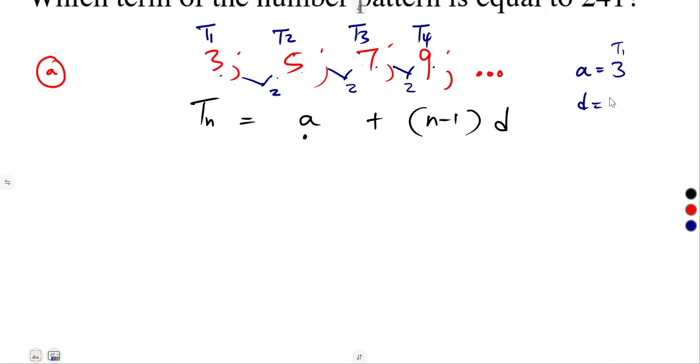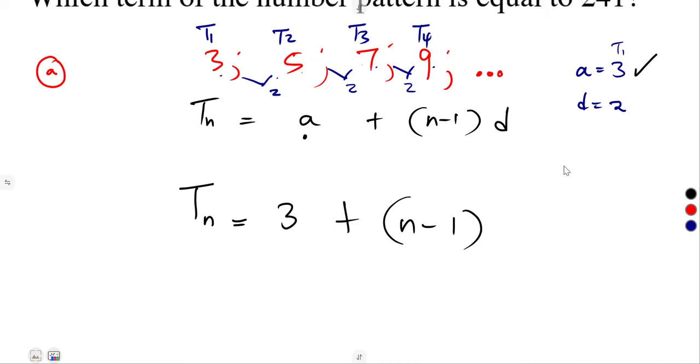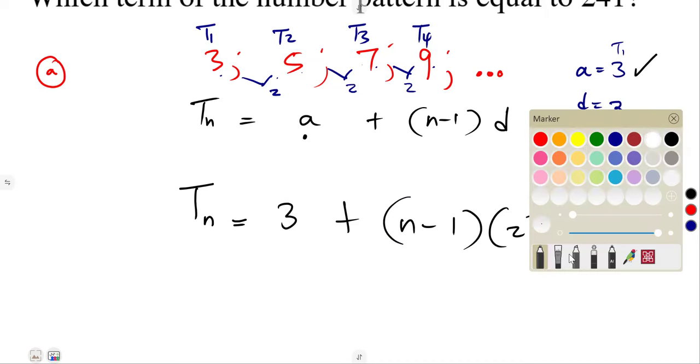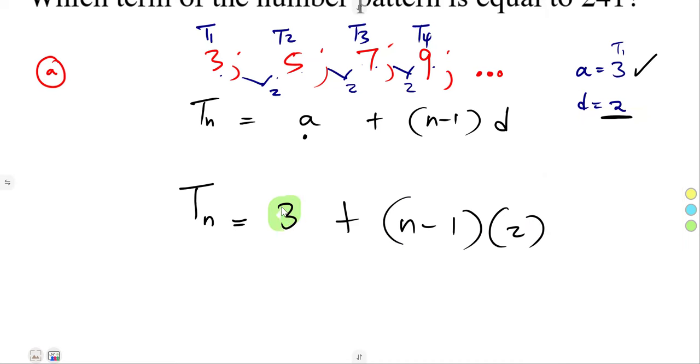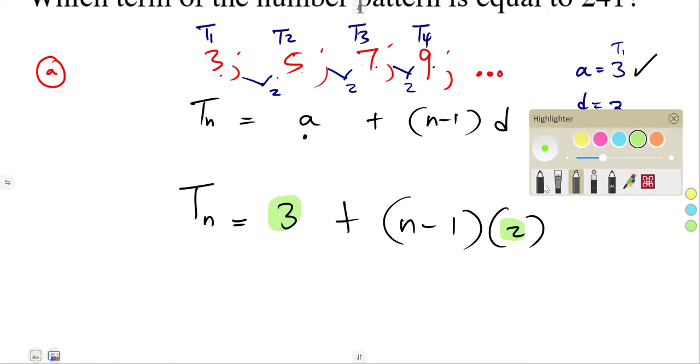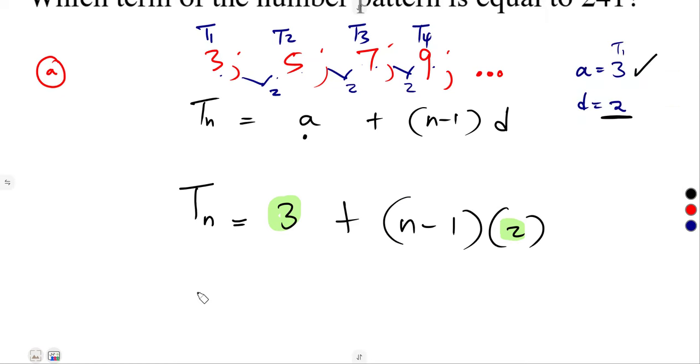So thus, our common difference is 2. Substitute it into the formula: the A, your first term, which is 3, plus n minus 1 times the D, which is our common difference, 2. We substituted the A and the D. Then simplify. By simplifying, we have our Tn.